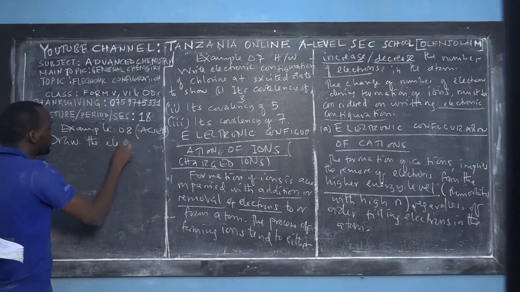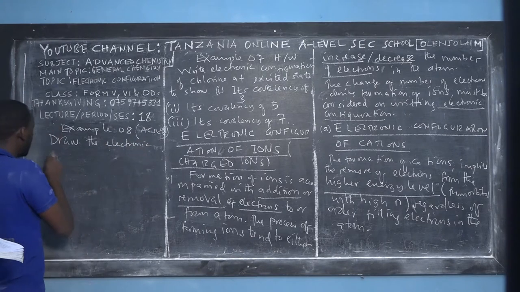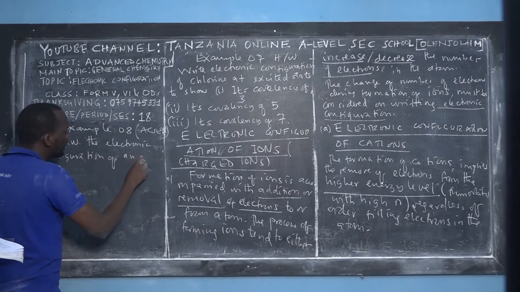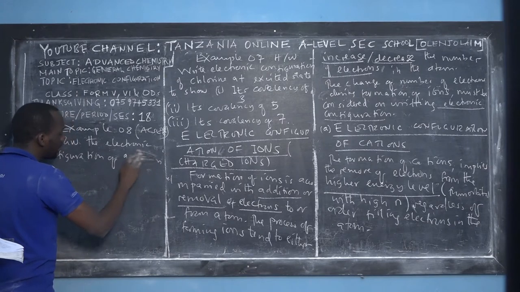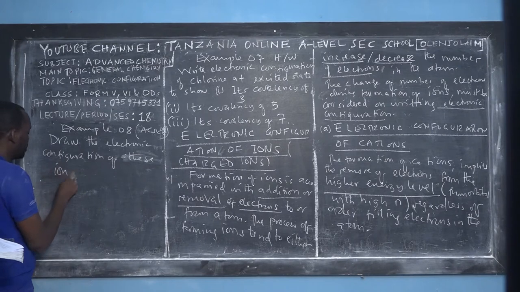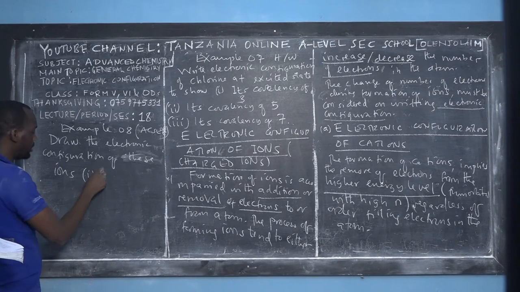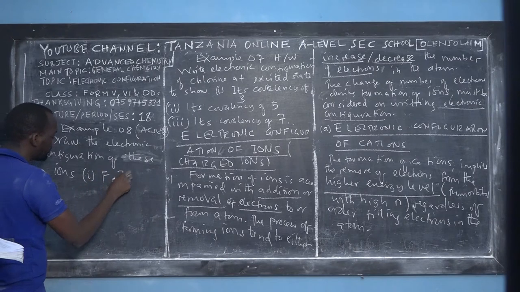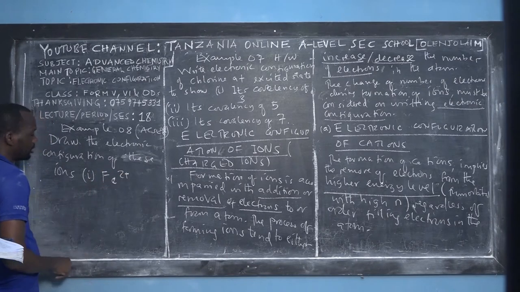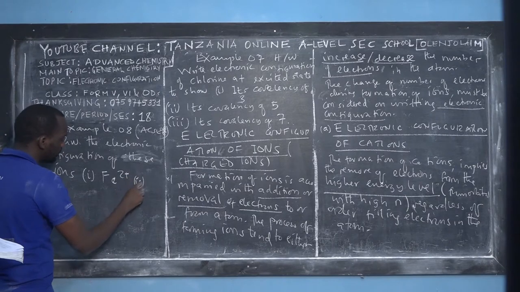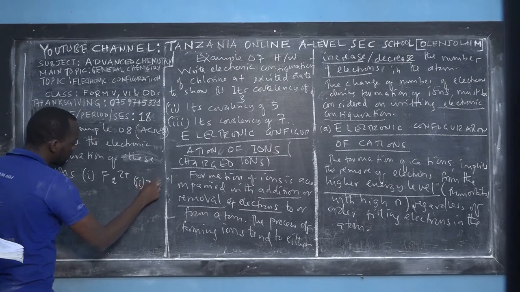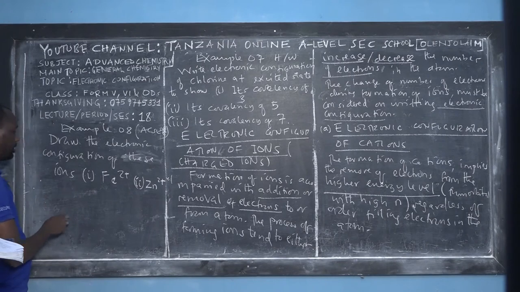Draw the electronic configuration of an atom of these ions. The first ion is what? Fe2+, if I'm not mistaken. The second one is zinc, which lost 2 electrons.